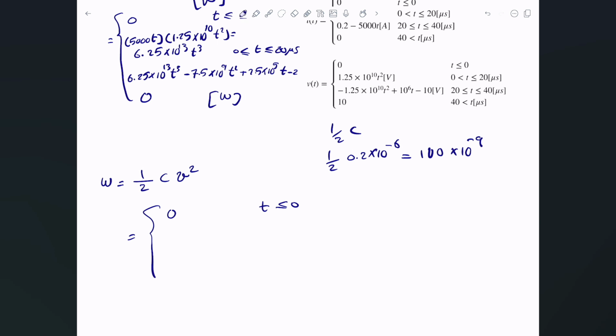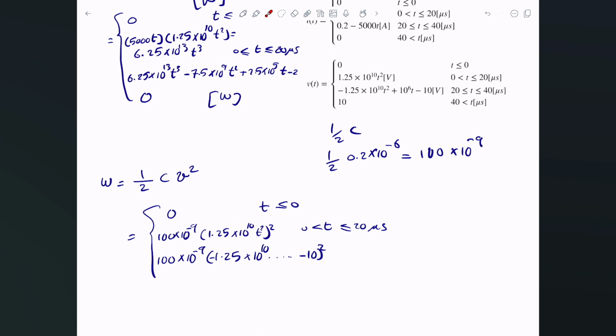So all we have to do is say 100 times 10 to the negative 9 times 1.25 times 10 to the negative 10 times t squared, the whole thing squared, and that's whatever equation you come up with, for t greater than 0 and less than 20 microseconds. And the last one is also the same: 10 to the negative 9 times negative 1.25 times 10 to the power 10, and so on, all the way squared. This is actually this equation here.